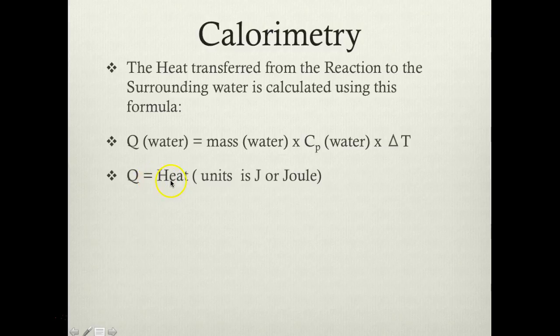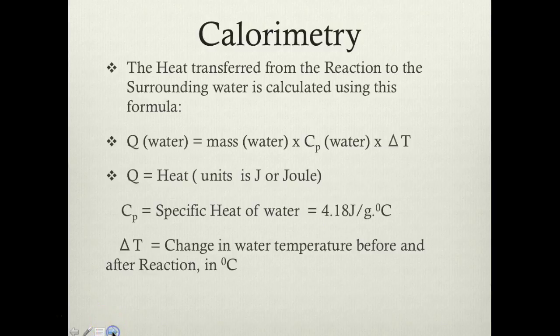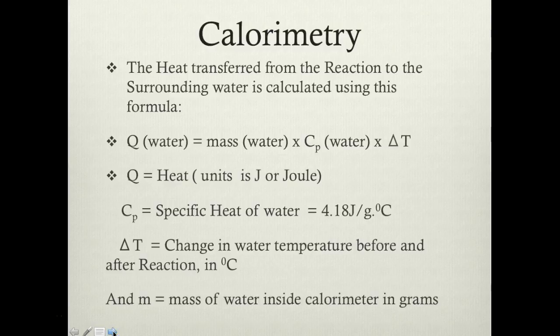The units of heat is in joules. Now, if you convert a calorie into joules, 1 calorie is 4.18 joules. So for every gram of water to increase its temperature by 1 degree centigrade, you need to supply the water with 4.18 joules of energy. Delta T is the change in the temperature of the water before the reaction and then after the reaction. And M is the mass of the water inside the calorimeter in grams.